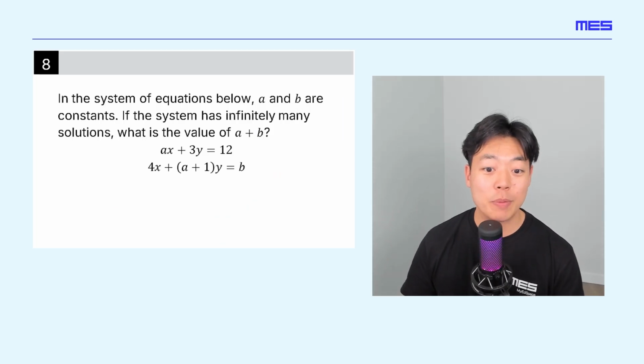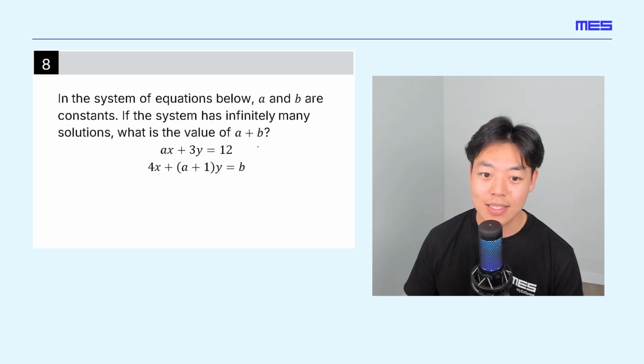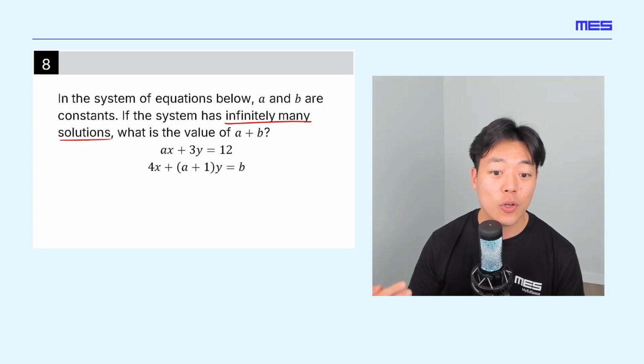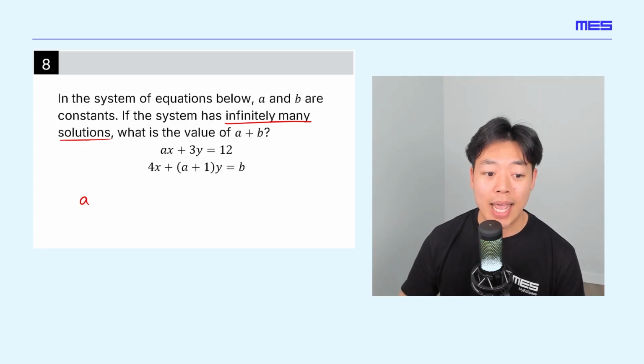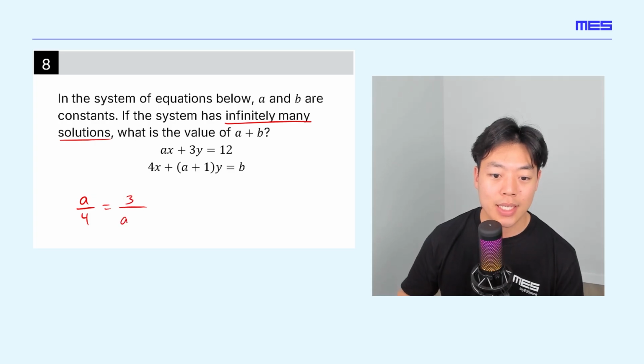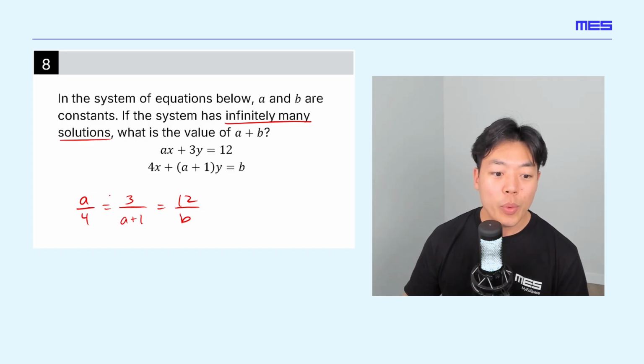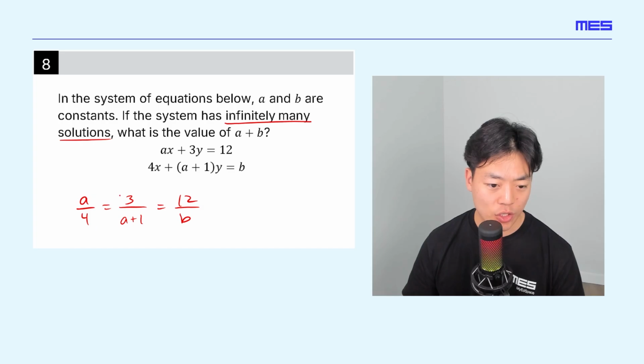Number 8. In the system of equations below, a and b are constants. If the system has infinitely many solutions, that means those 2 equations will be identical. So we can say a is to 4, as 3 is to a plus 1, as 12 is to b. We can set up a proportion because these all have to be equal. We can use the first 2 fractions to solve for a. We have a times a plus 1 will equal 4 times 3, which is 12.